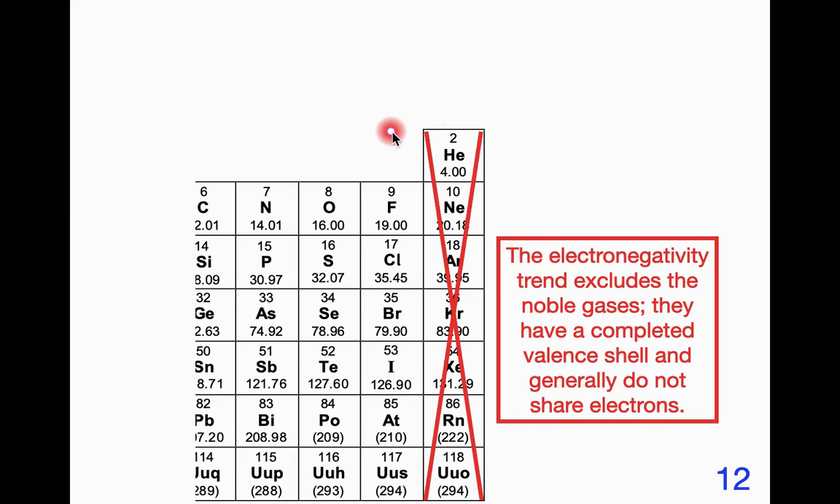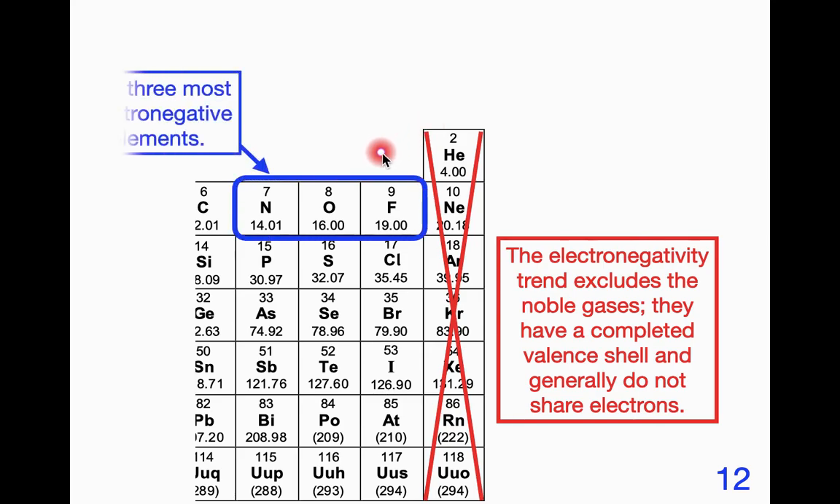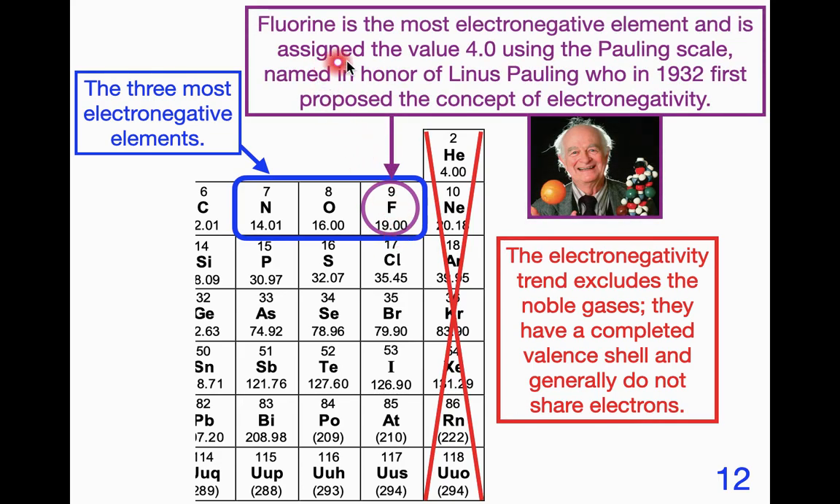Now also, there are three elements that are particularly electronegative. The three most electronegative elements: nitrogen, oxygen, and fluorine. When we get to our unit on covalent bonding and what is called intermolecular forces, we'll find that it's very important to know these three. The most electronegative of all is fluorine. Fluorine is the most electronegative element and is assigned the value of 4.0 using what's called the Pauling scale, named in honor of Linus Pauling, who in 1932 first proposed the concept of electronegativity.